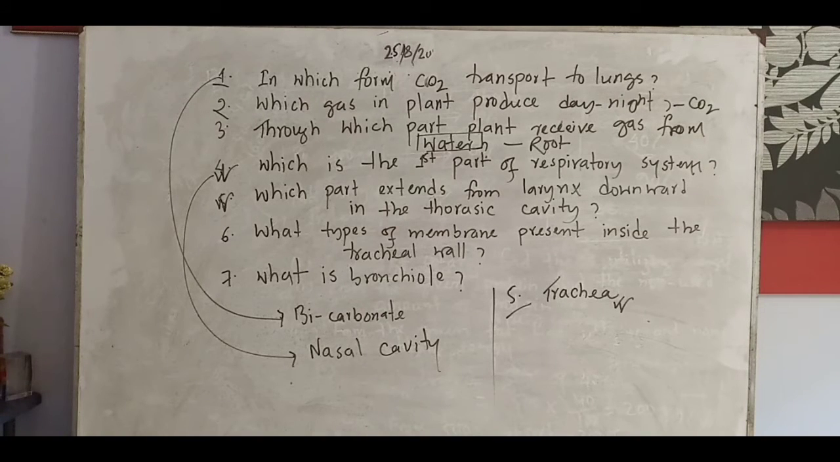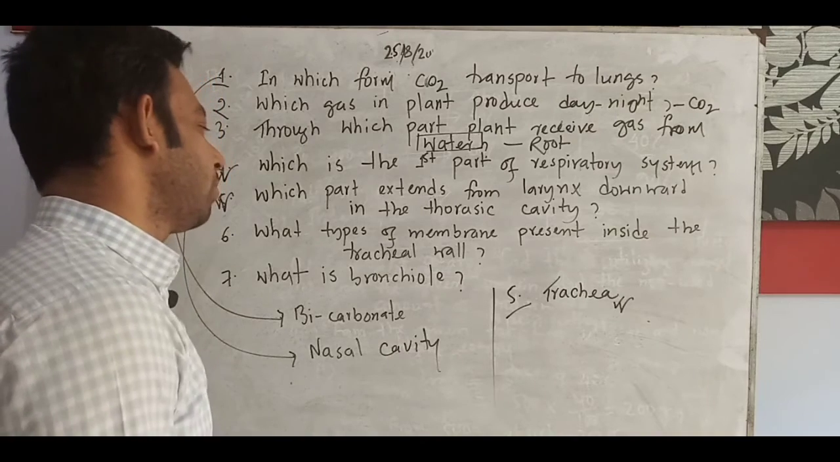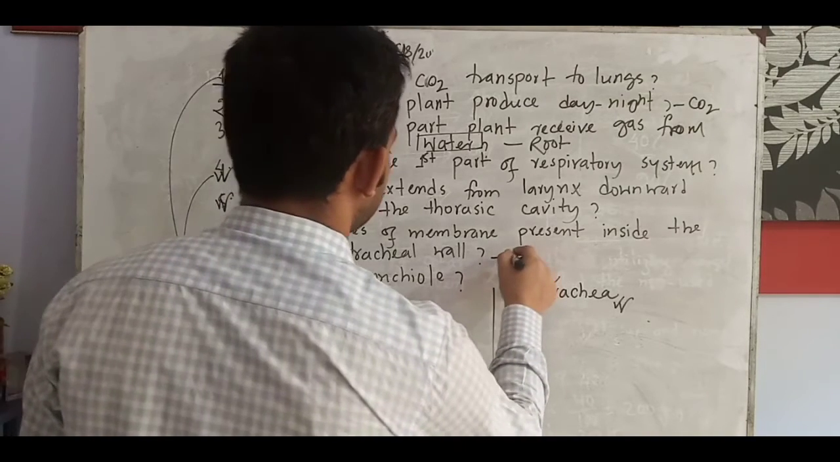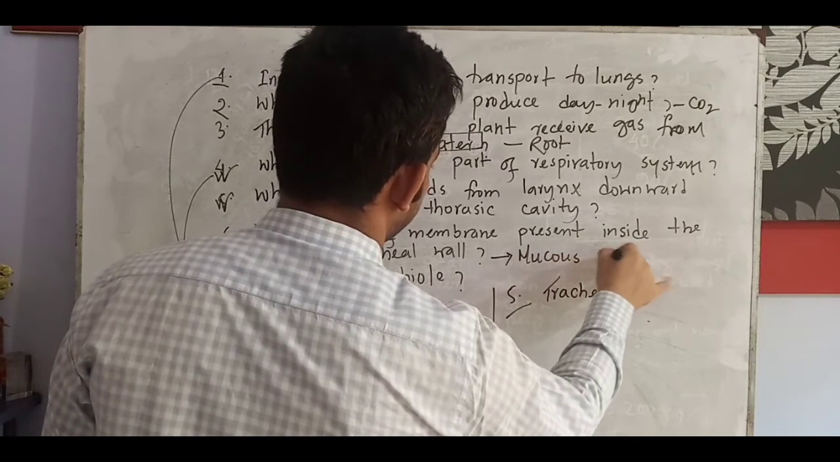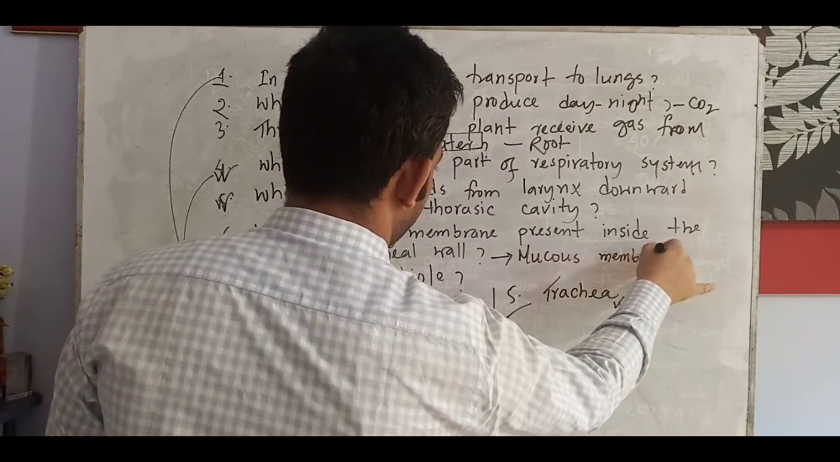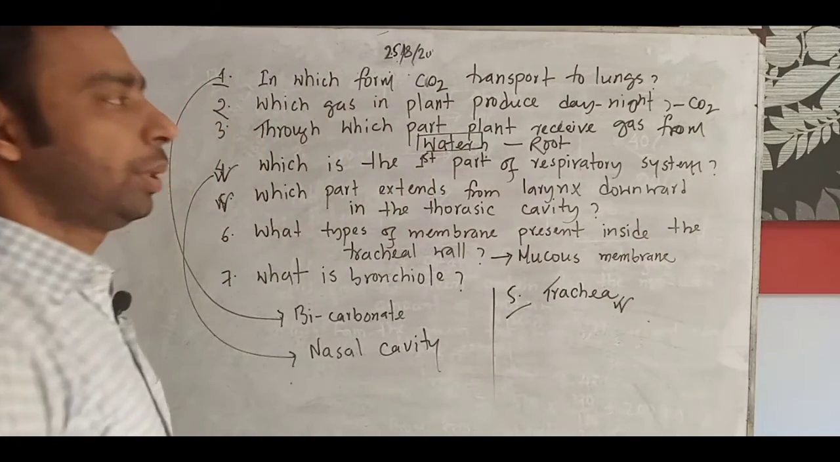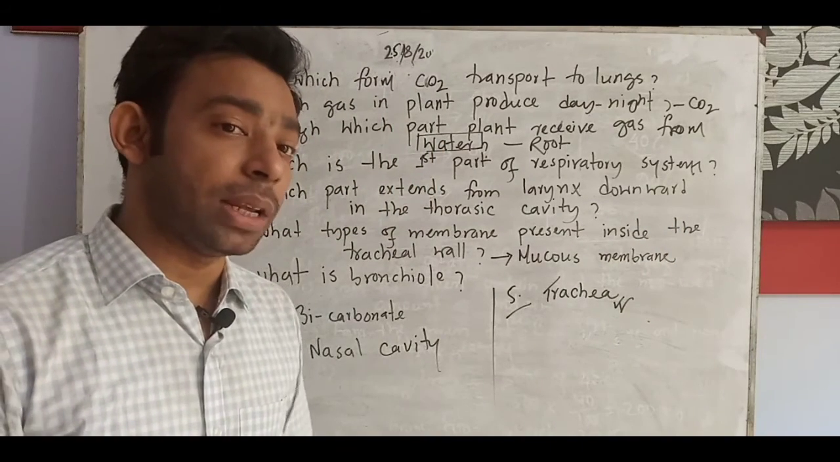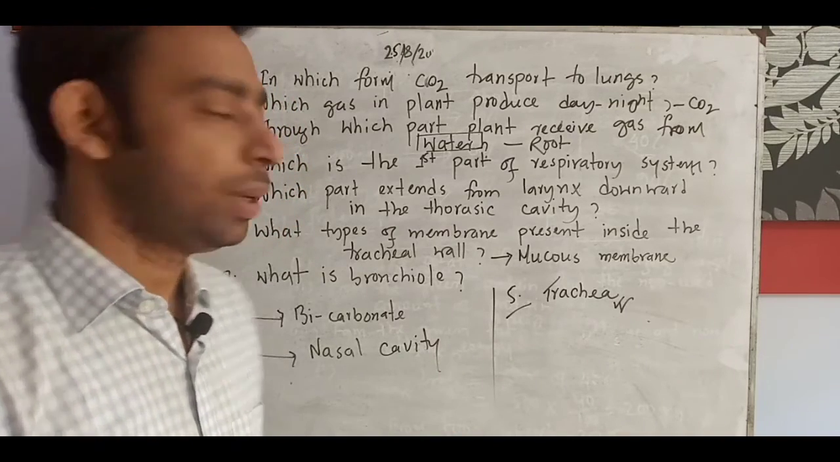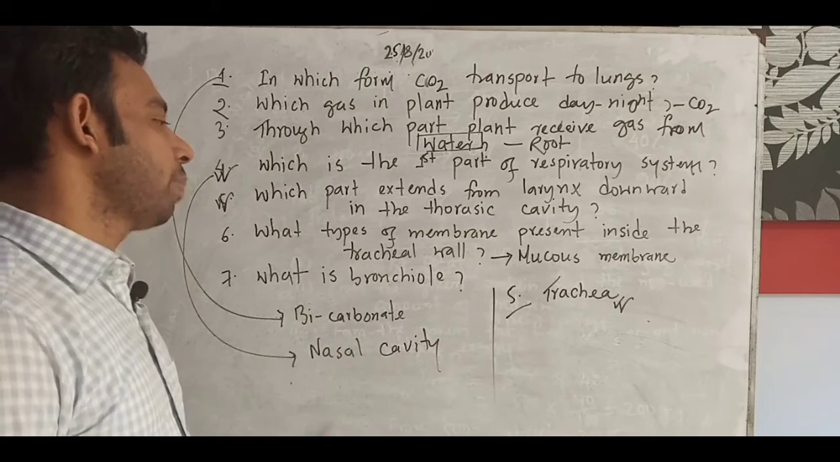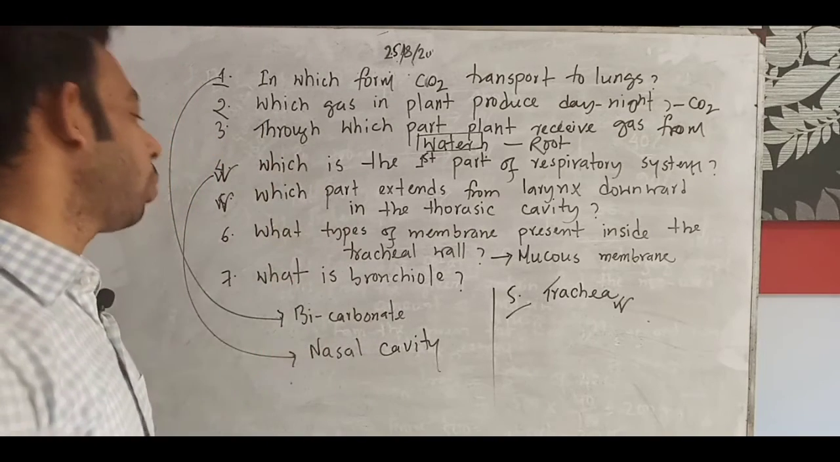Yes, mucous membrane, Arnob Abedin, very good. Correct answer. Very importantly, it is the correct answer. What type of membrane is present inside the tracheal wall? It is the mucous membrane. Very, very important. Many of the students, not some, many of the students didn't know about the mucous membrane. So it is very important. Okay. Another one is the definition.